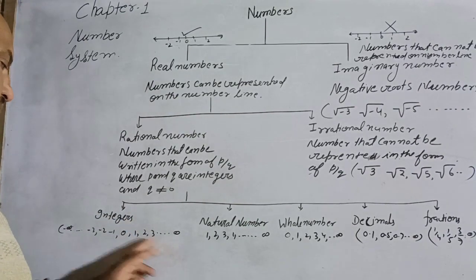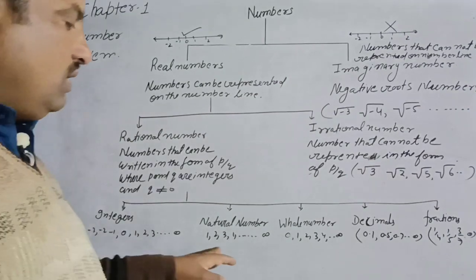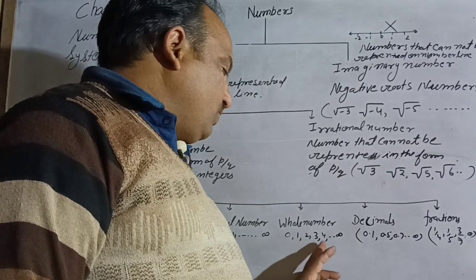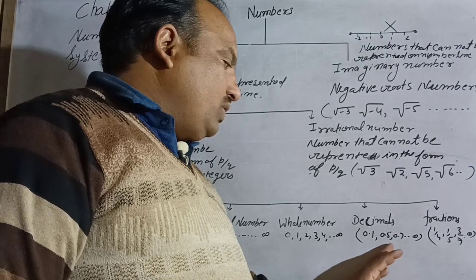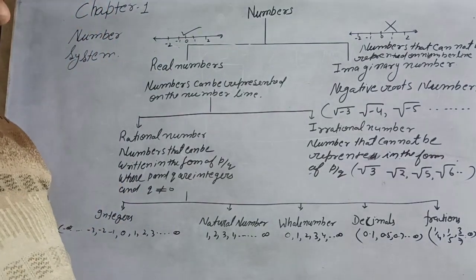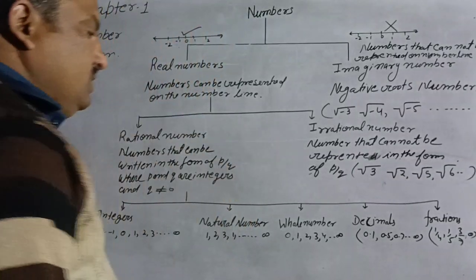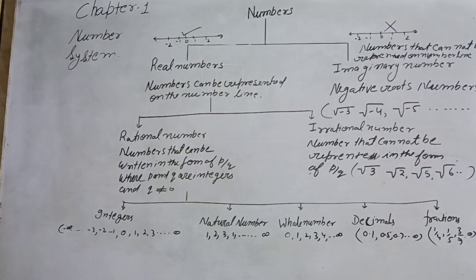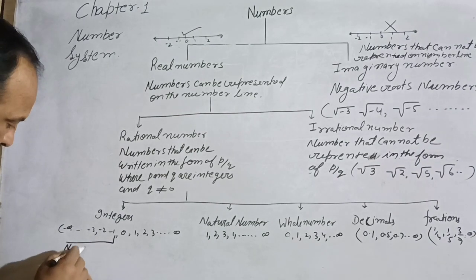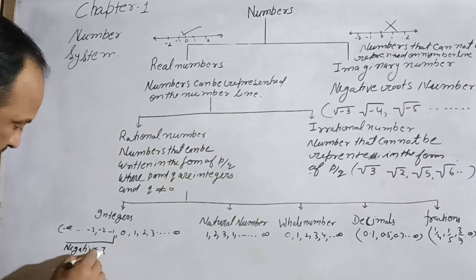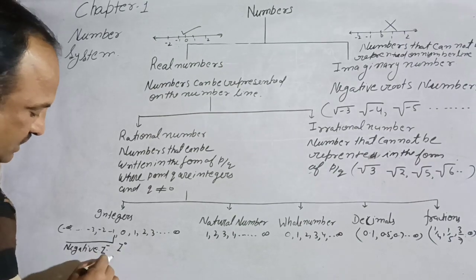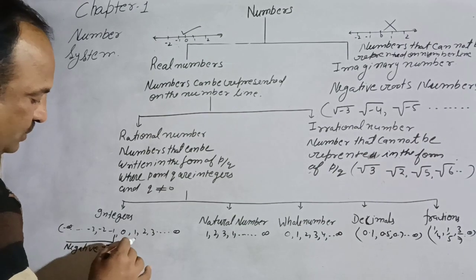Integers: 0, 1, 2, 3, 4, minus 1, minus 2. Natural numbers: 1, 2, 3, 4, 5, 6 to infinity. Whole numbers: 0, 1, 2, 3, 4, 5, 6 to infinity. Decimals: 0.1, 0.5, 0.7. Fractions: 1 upon 4, 1 upon 5, 3 upon 7, dot dot infinity. And this part is called negative integers, meaning minus. This is called zero, and this is called positive integers.